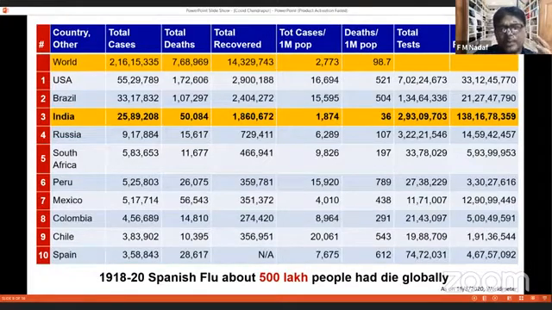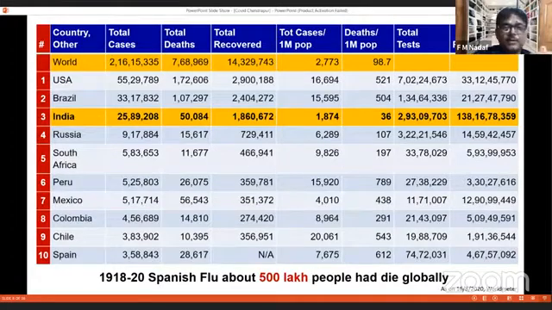Like today's COVID-19 biological disaster, there was a similar disaster in 1918 and 20 called Spanish flu. Now remember, in this Spanish flu, 5 lakh people had died globally. But today in the world, 7,68,969 people have died. But in 1918 and 1920, these 2 years, there was a pandemic like situation similar to what we are facing, wherein about 500 lakh people had died.